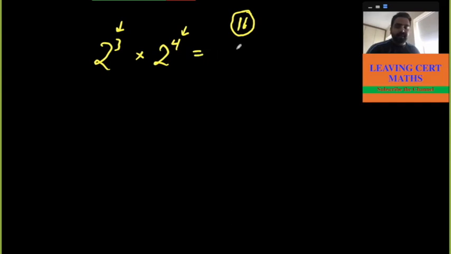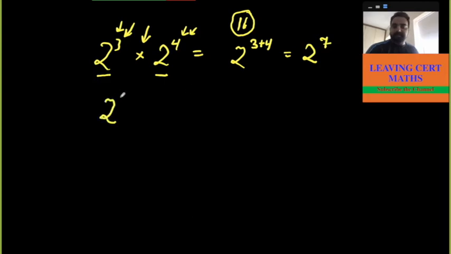Think about it: when it is multiplication and the base is the same and you have a power, the powers get added. So it is 3 plus 4, so it will be 2 to the power 7, right? Now if I ask you the same question in division, what will be your answer? 2 to the power of -1. Yeah, that's right.